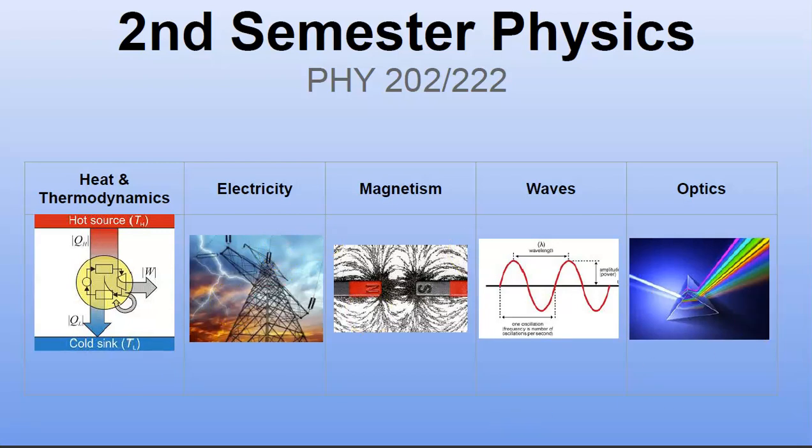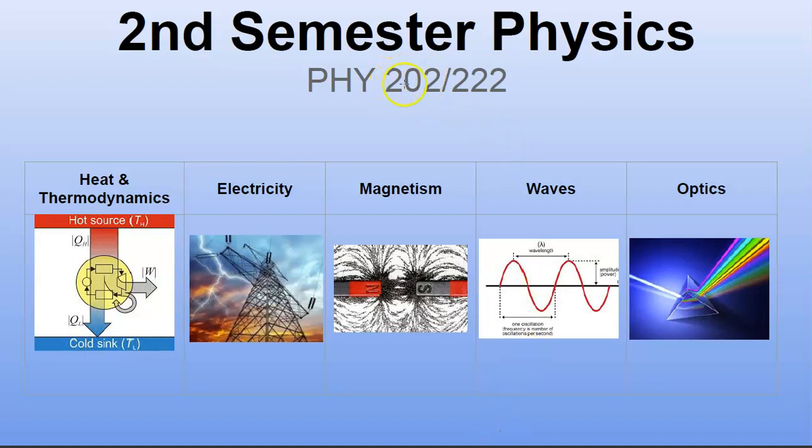We're going to talk about heat and thermodynamics first, move on to electricity, then magnetism, and those two are related. They are linked together, electricity and magnetism. We'll see how that happens. We'll talk about waves, and then we'll finish up with optics at the end there.